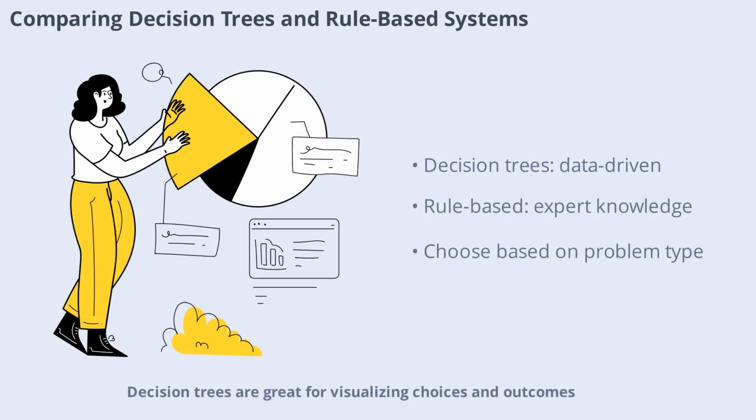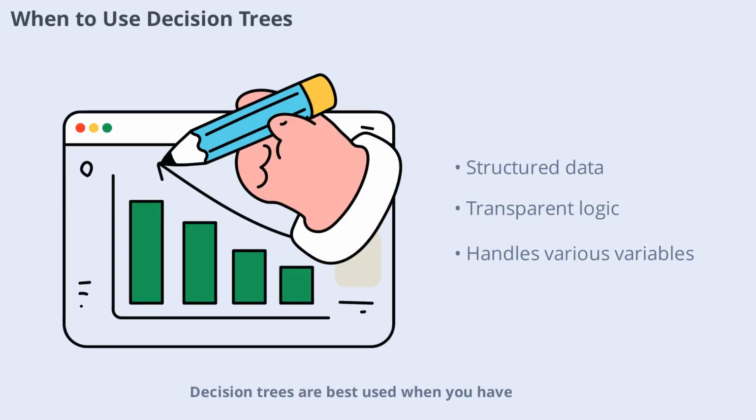Decision trees are great for visualizing choices and outcomes, making them ideal for data-driven tasks. Rule-based systems, on the other hand, excel at encoding expert knowledge and handling well-defined rules. While both can automate decisions, the choice between them depends on the problem at hand and the type of data or expertise available. Decision trees are best used when you have structured data and need to make predictions or classifications.